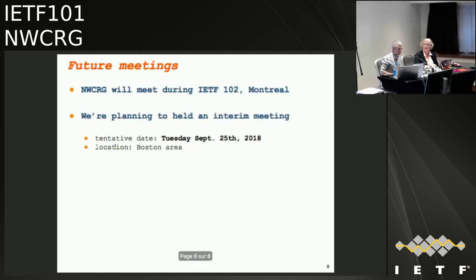So future meetings: we plan obviously to have a meeting in Montreal in July. And we're also planning to have an interim meeting. The tentative date is September 25th in Boston. Last year when we had an interim meeting in that time frame, it was extremely successful because there is a critical mass of network coding companies and network coding users in the Boston area. Remote participation will hopefully be possible, but being there is always better. Yeah, and it's lovely in Boston in September.